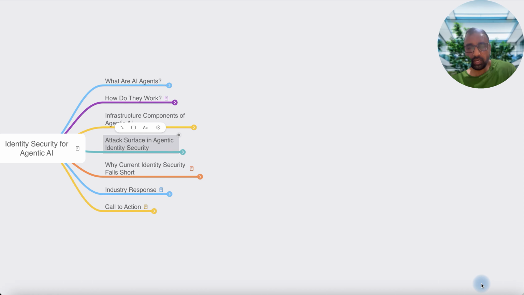So what I'm going to be covering today is essentially the impact of agentic AI on identity security. The topics will include what AI agents are, how they work, what the infrastructure components are, the attack surface, then what the common shortfalls of current identity solutions and protocols are, then how the industry is evolving to handle these shortfalls, and lastly the call to action.